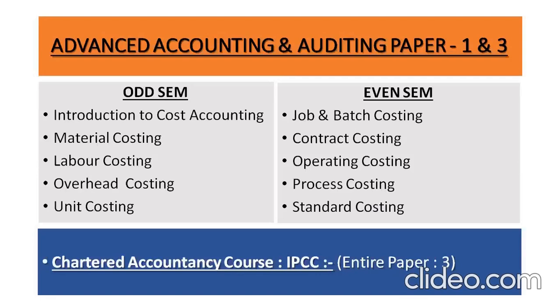I'm going to talk about the subject Advanced Accounting and Auditing Paper 1, that will be in your odd semester, and Paper 3, which will be in your even semester.